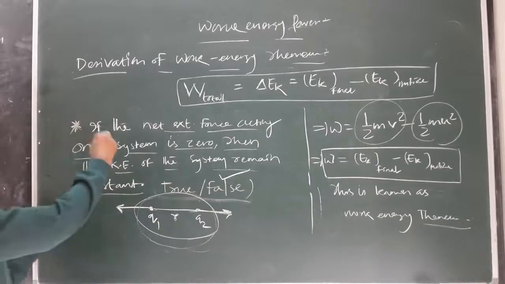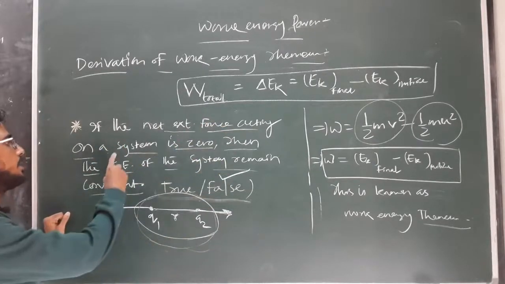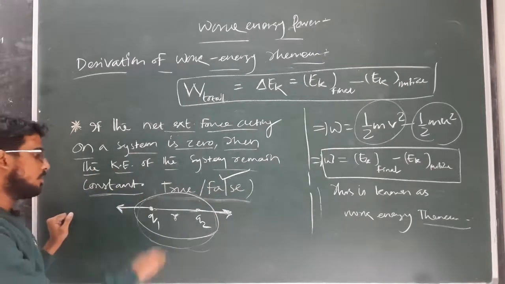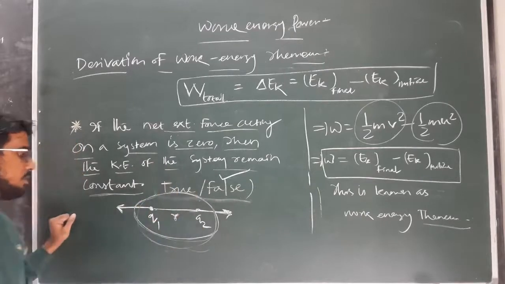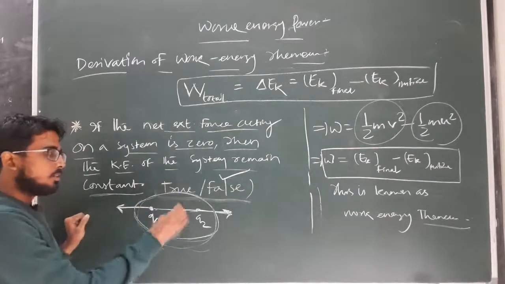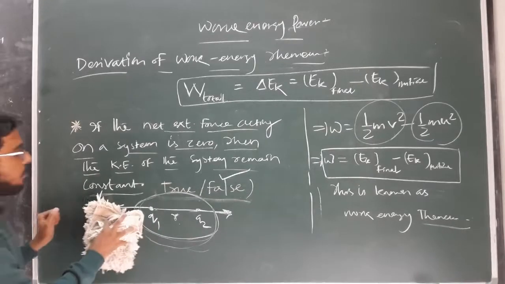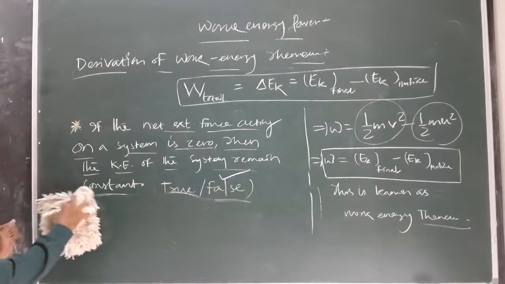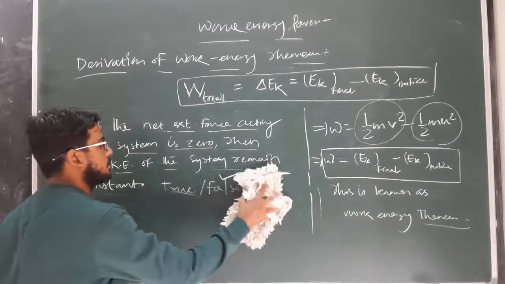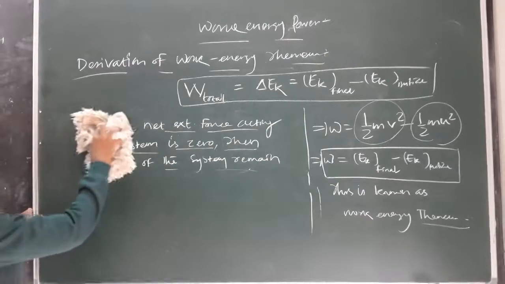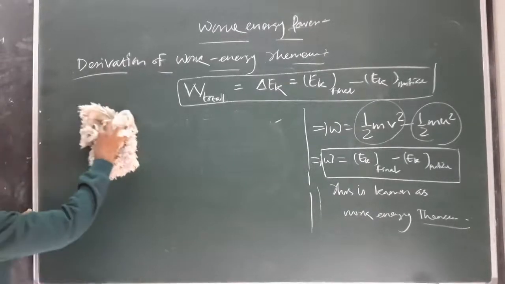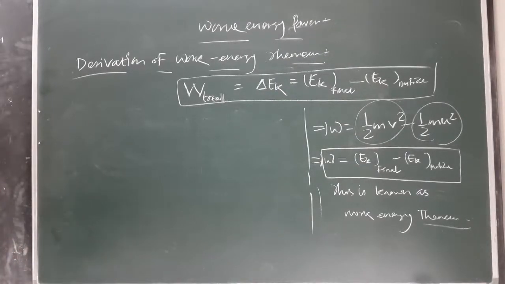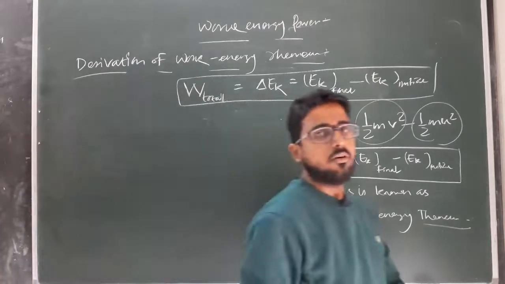That's why the statement that if the net external force acting on a system is 0, then the kinetic energy of the system remains constant, is not always true. In this case the external force applied on the system is 0, but still the kinetic energy changes. So internal energy can be converted into kinetic energy. The external force may be 0, but the kinetic energy of the system may or may not remain constant. So you have to remember this point: if the total external force acting on a system is 0, then its kinetic energy may or may not remain constant.